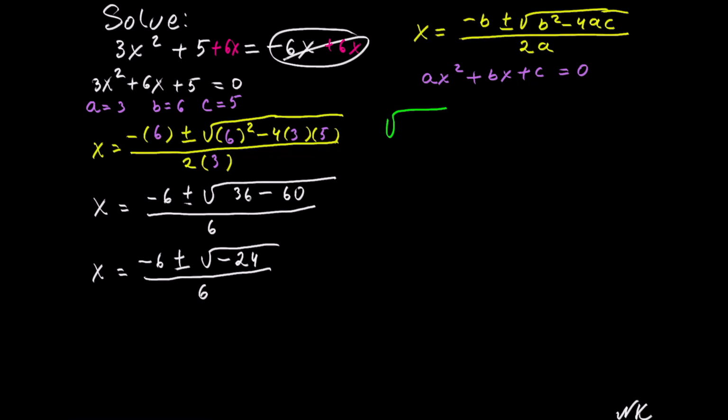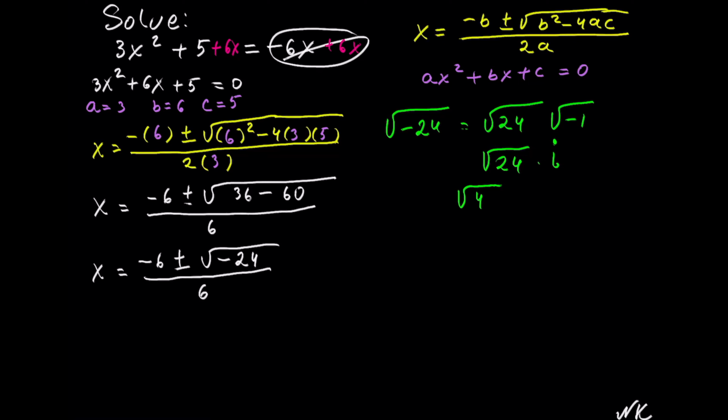Let's simplify the square root of negative 24 a little bit. This is equal to the square root of 24 times the square root of negative 1, which gives us the square root of 24 times i, since the square root of negative 1 is i. So the square root of 24 i. 24 can be broken down into 4 times 6. The biggest perfect square that goes into 24 is 4.